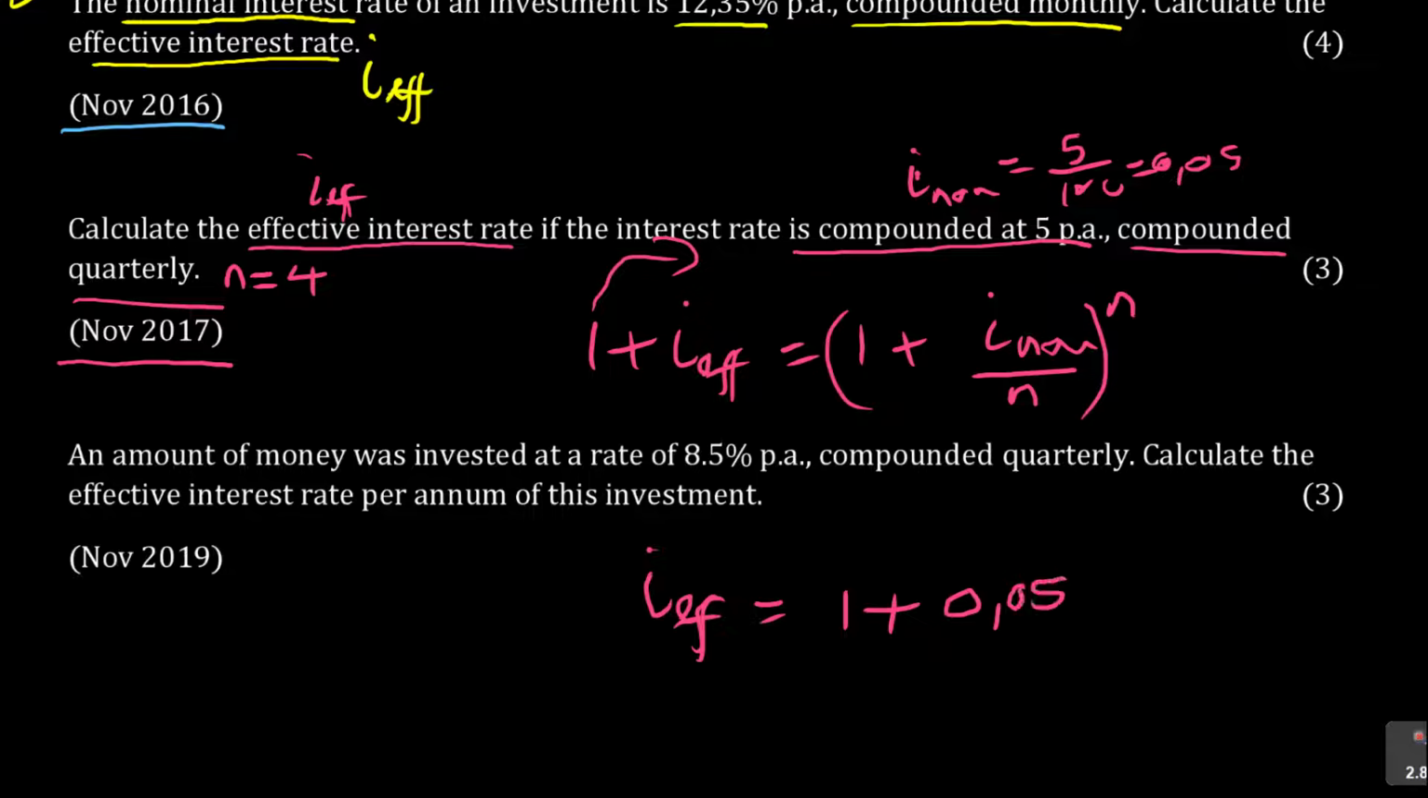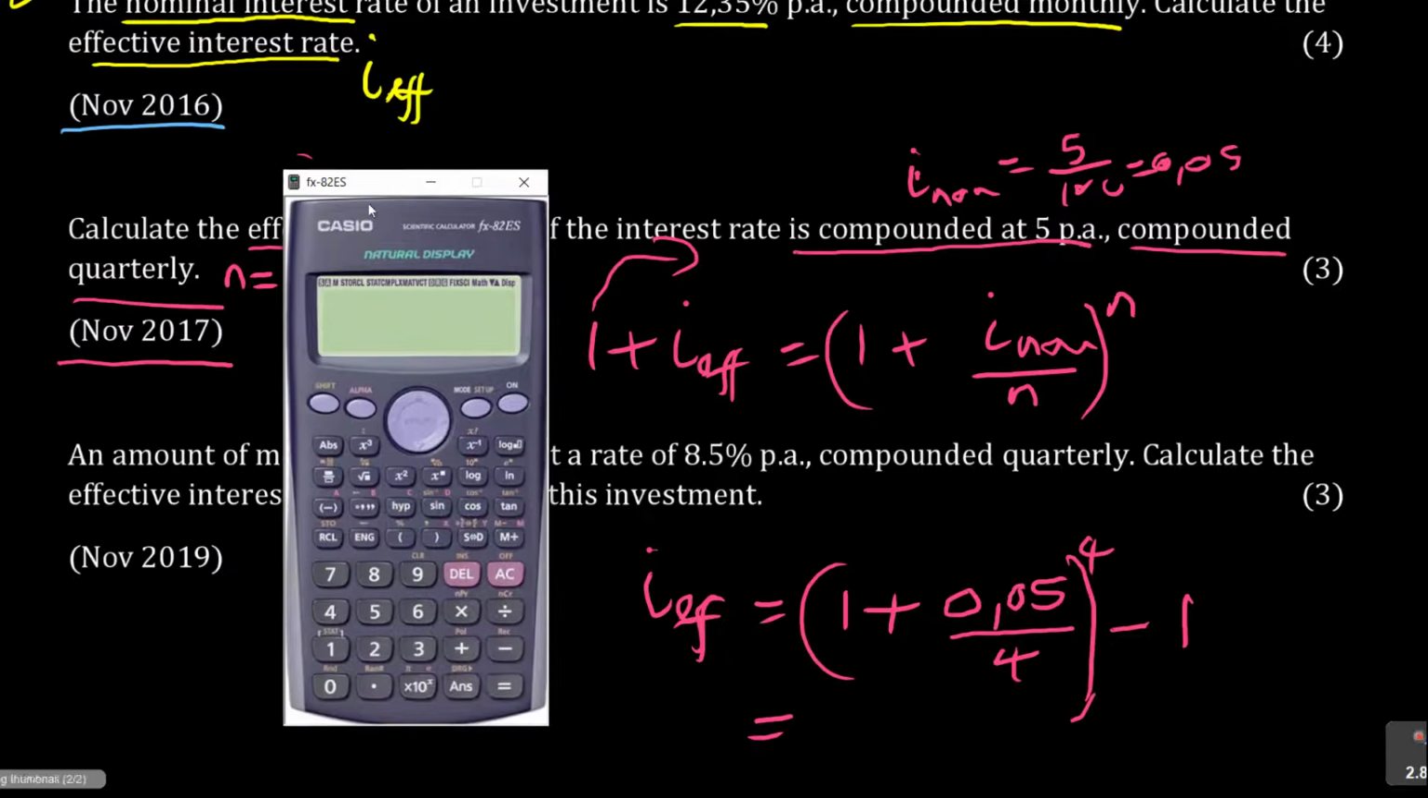0,05. Don't put this 5, it will be wrong. Divide by quarterly, which is 4 to the power what? 4, as I said, minus 1. Don't forget that we already jumped that, so that it gives our answer straight away. We're trying to avoid rewriting that again.